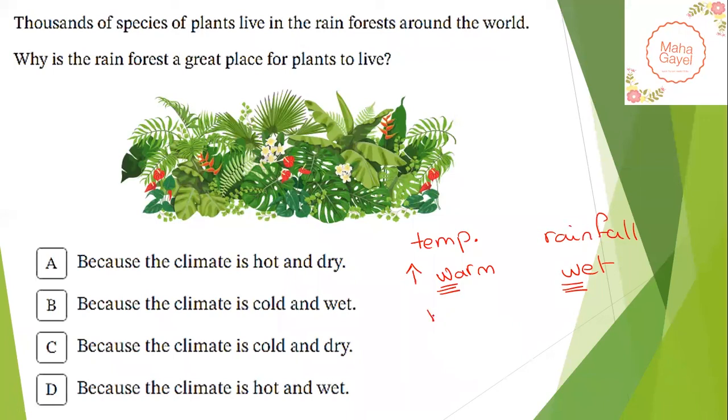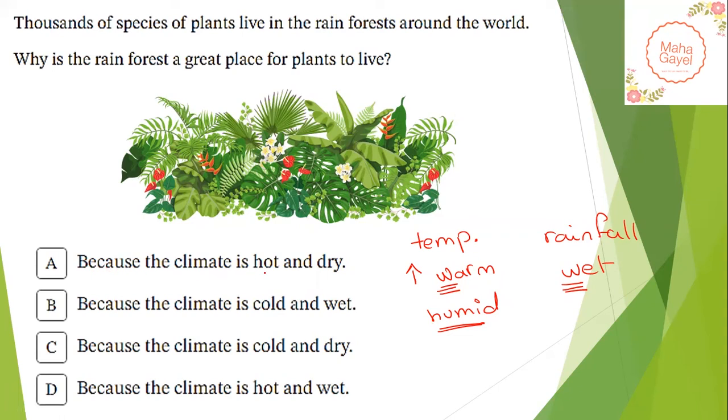Wet. And also it is humid. Humid means there is moisture. Naturally, with heat and water, there will always be evaporation. Okay, that's what causes humidity. Okay, now let's see the answers.